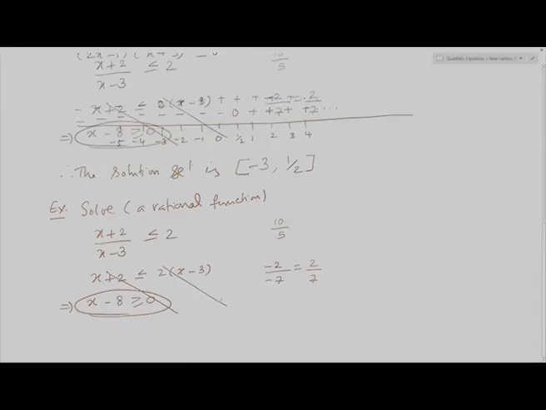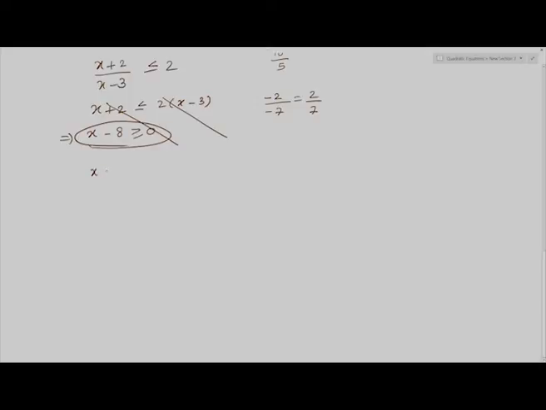So what we have to do is, consider this given inequality (x + 2)/(x - 3) ≤ 2. You take it to the left hand side: (x + 2)/(x - 3) - 2 ≤ 0. Then you take the LCM: (x + 2 - 2(x - 3))/(x - 3) ≤ 0. Then this implies (-x + 8)/(x - 3) ≤ 0, that is (8 - x).